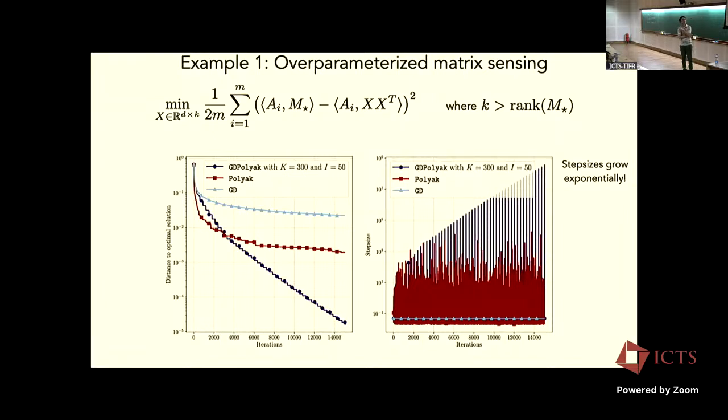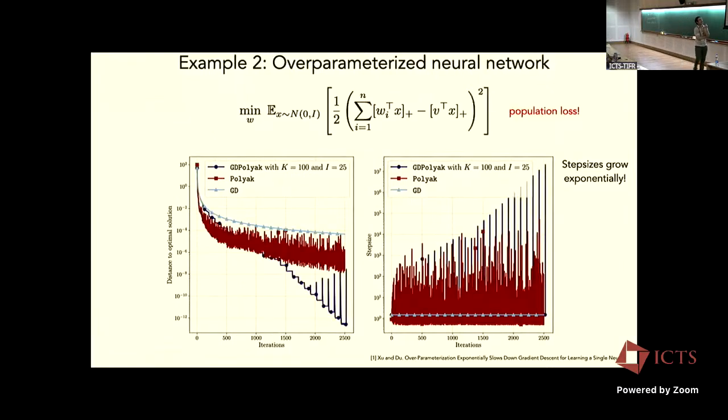Let me just give one other example before we get into what's going on. The other example is the most toy version of a neural network problem you can come up with. Back in, I think, 2023, Simon Du had a paper called Gradient Descent, or Overparameterization Exponentially Slows Down Gradient Descent for Learning a Single Neuron. What he found was that you would expect exponentially fast convergence, but you get a sublinear convergence rate.